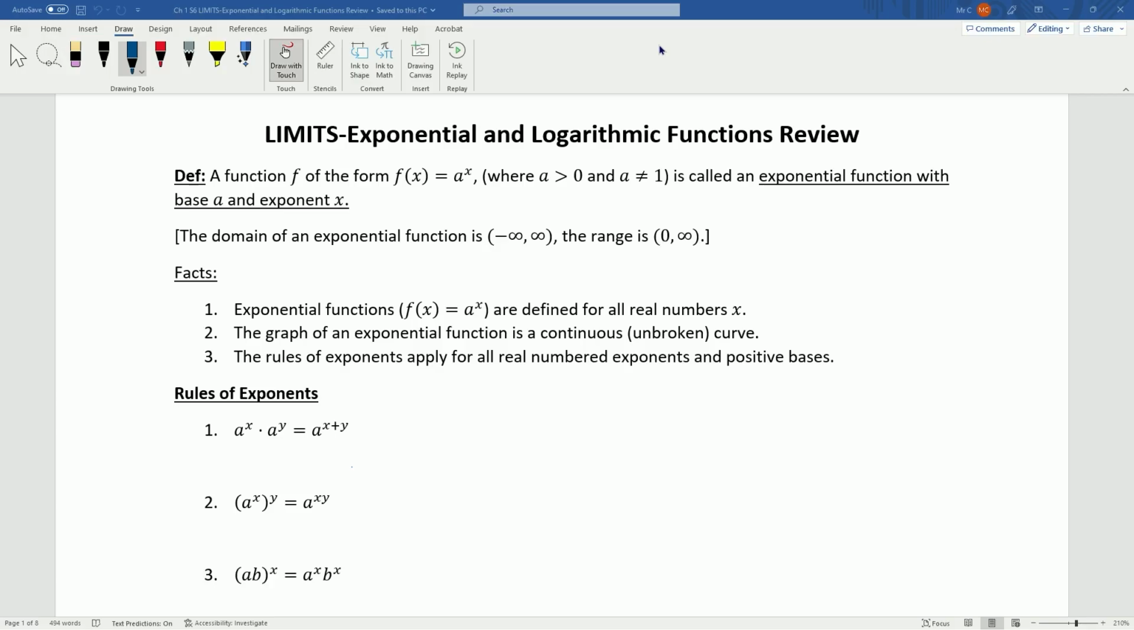Hello everybody, and welcome to our video reviewing exponential and logarithmic functions. So most of this video is going to be a review, but we will tie a few things. We'll look at the graphs of these functions, exponentials and logarithms, and you'll notice some things related to limits that are going to come up in more detail later.